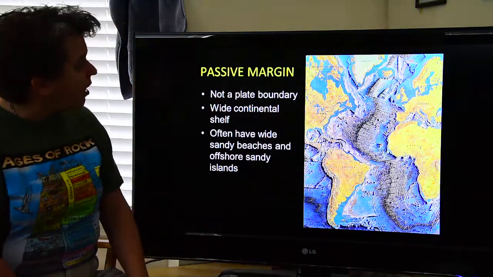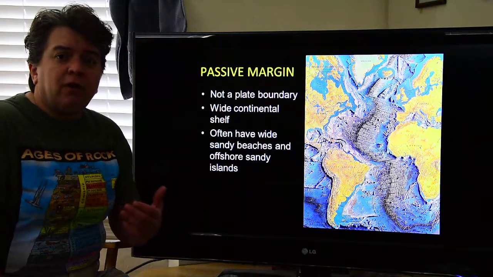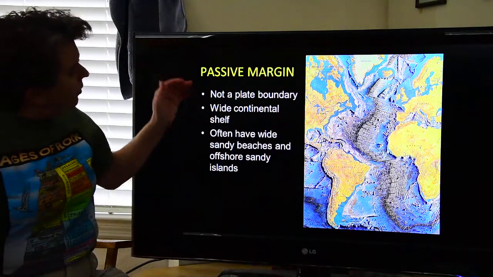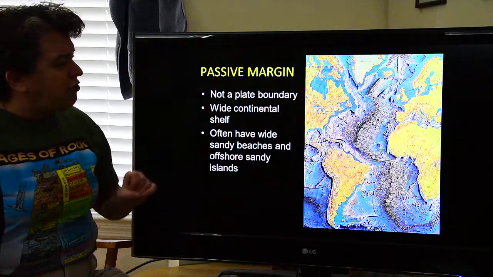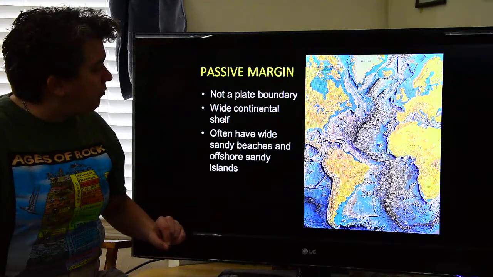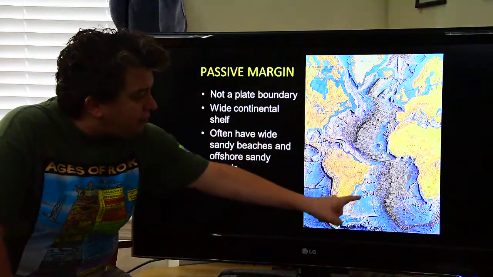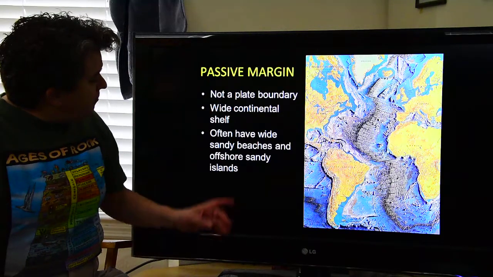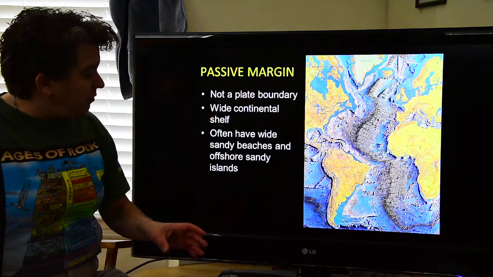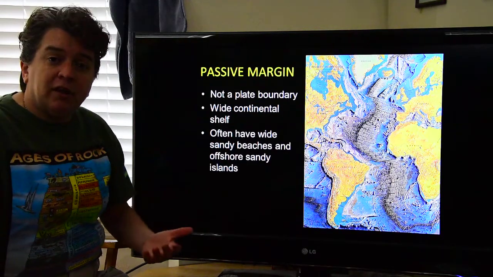Now, when we look at coastlines, we can first of all look at things tectonically. So we're going to begin with a passive margin. A passive margin is not a plate boundary. So it's going to be like the east coast of the United States or South America. Often these are going to have wide and sandy beaches, and they might have offshore islands, and they're going to have a wide continental shelf.